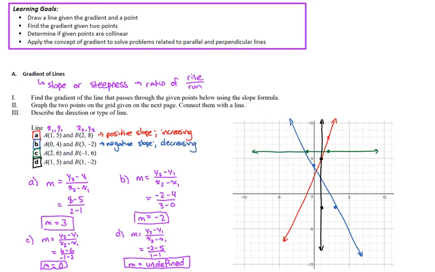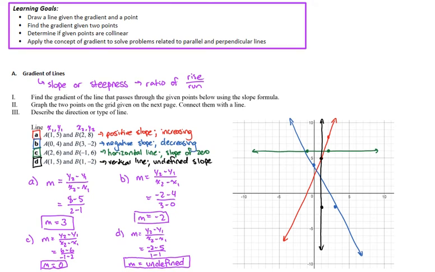When we have a line like C, where it goes flat across, that's described as a horizontal line. And that has a slope of 0. And the last one, which is the black one here, is a vertical line. And that has an undefined slope. So it's really important to be able to identify and describe and work with slope. So we just have a little bit more information to go through before the end of this video.